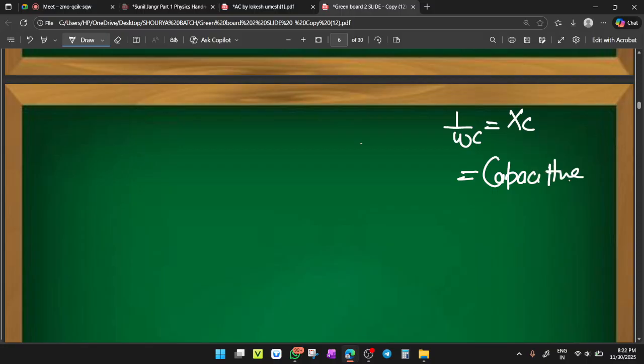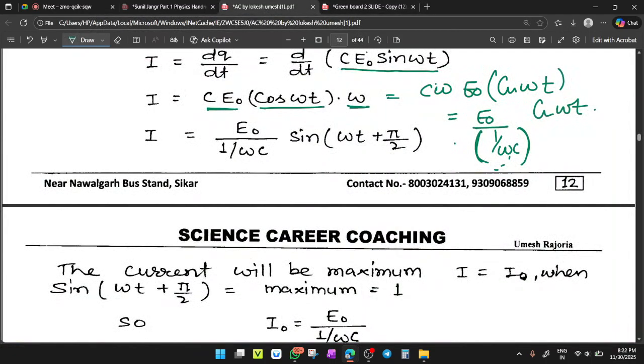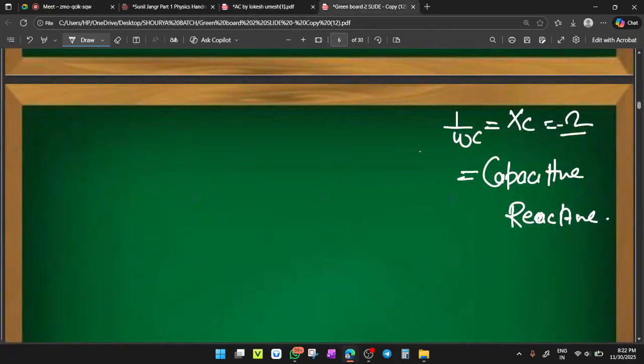Capacitive reactance means the resistance offered by a capacitor. Resistance offered by a capacitor is measured in ohm. So in the place of 1 upon omega C, you must put XC here. So this will become I equals E naught upon XC.